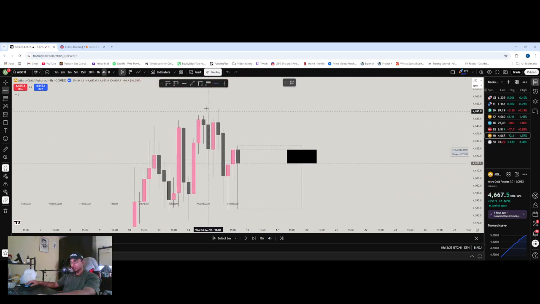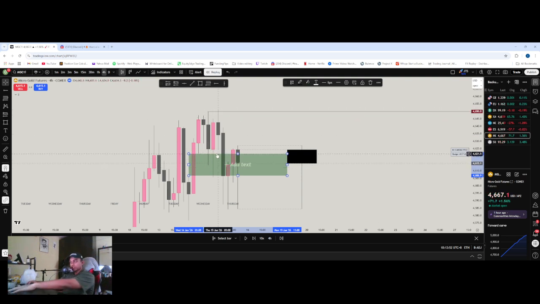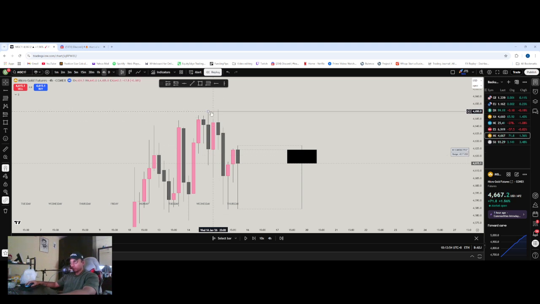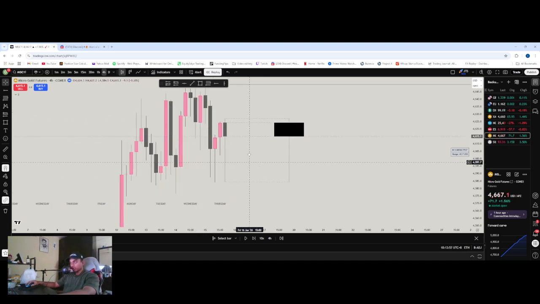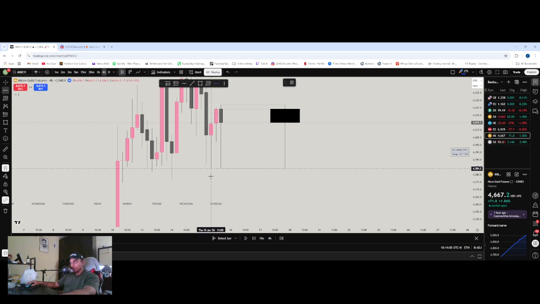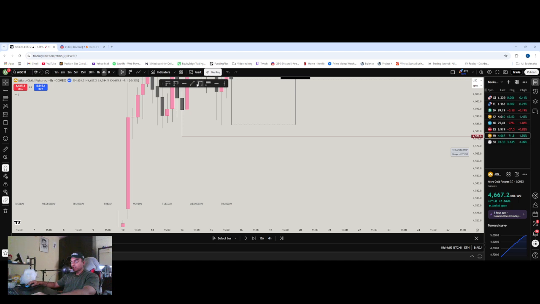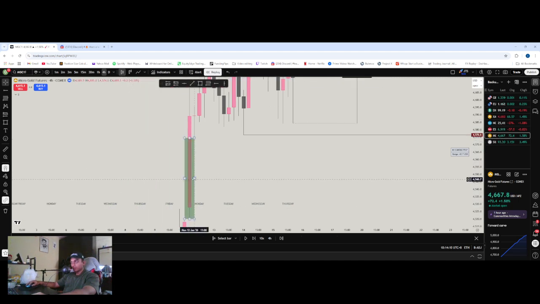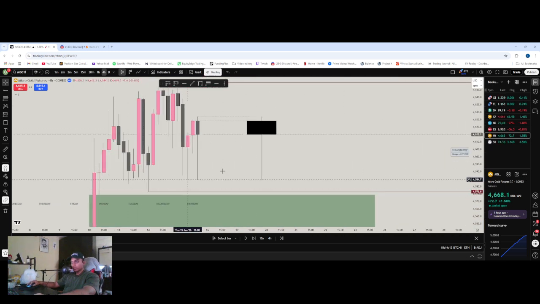The last thing I can see is that price took out this high, went down, and took a liquidity. Once it takes liquidity, it's no longer valid. So it went back up, took this liquidity, and went back down. It didn't take any liquidity yet. Right now this liquidity is still available, this liquidity is still available, and this fair value gap is still available. So what does that tell me? My bias is bearish.